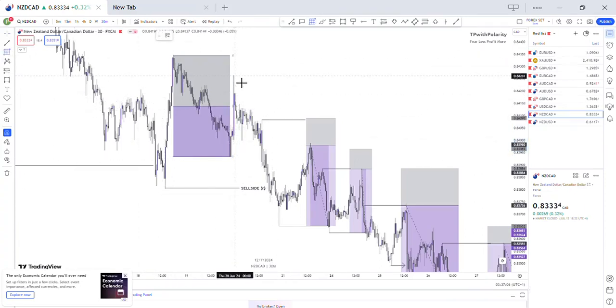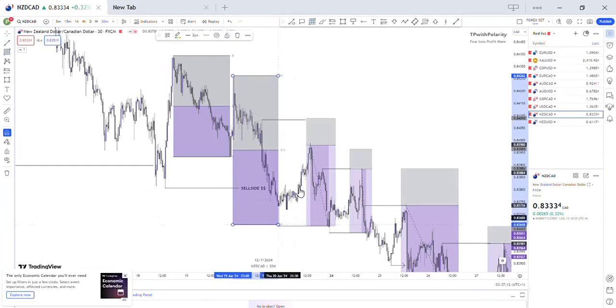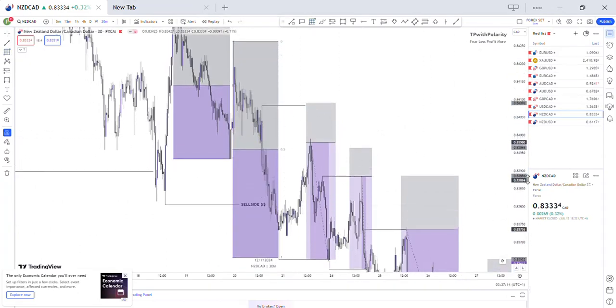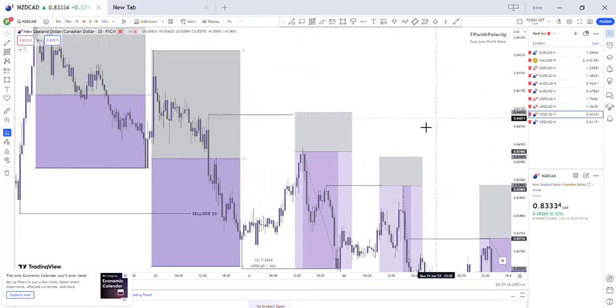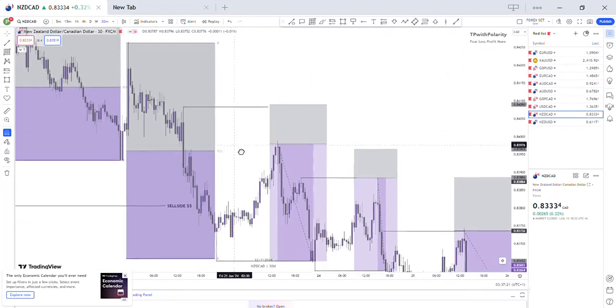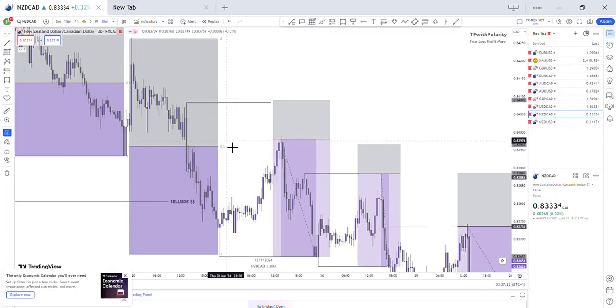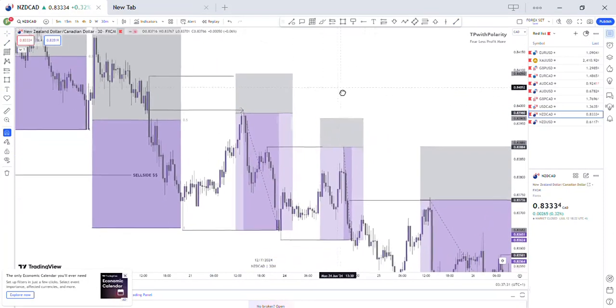Where I want to be looking for new opportunities will be on a new swing. Okay, this is a new swing for me. I want to be looking for my entries on the premium zones because this is a bearish order flow. Now this is a higher probability order block for me. That's a trigger. That is a snipe entry.